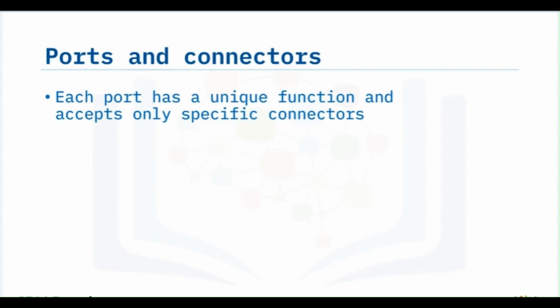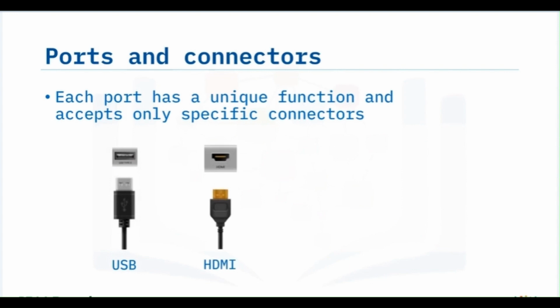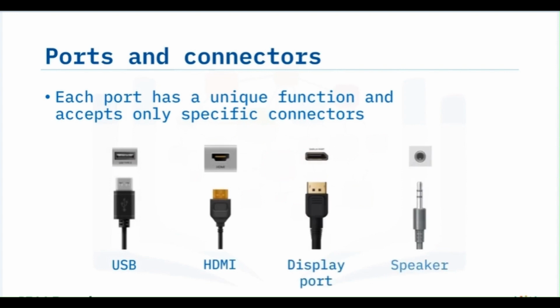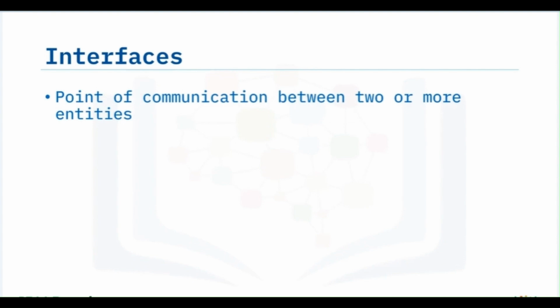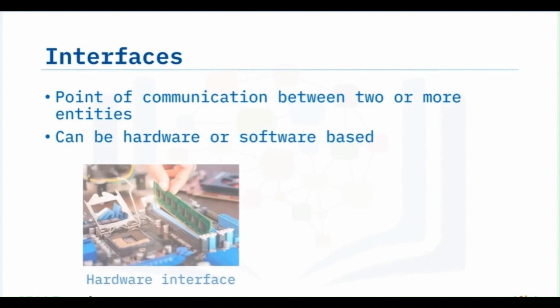Each port has a unique function and accepts only the connector designed specifically to fit into it. Common examples of physical ports and connector pairs include the USB port, HDMI port, DisplayPort, and speaker port. An interface is the point of communication between two or more entities. An interface can be either hardware or software-based.